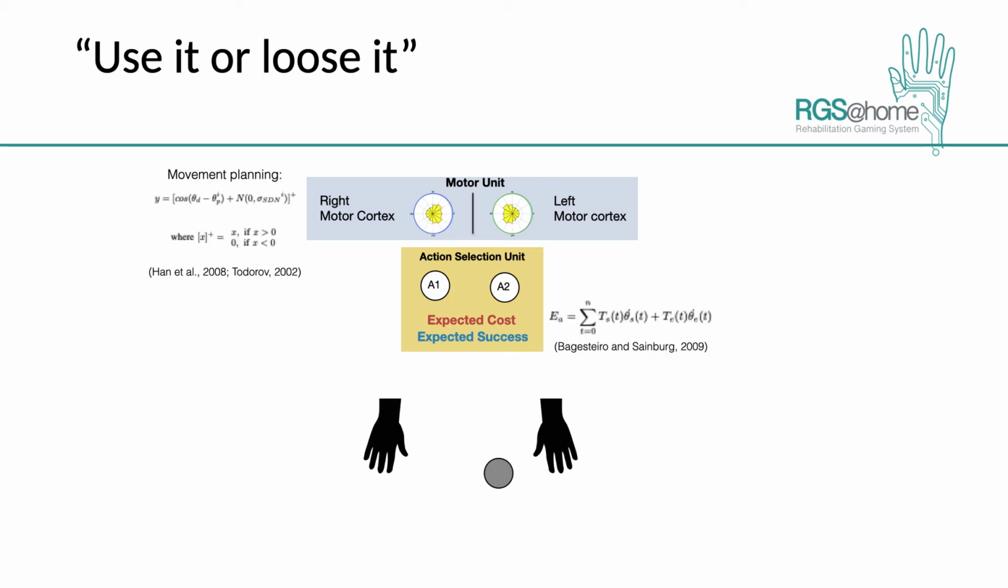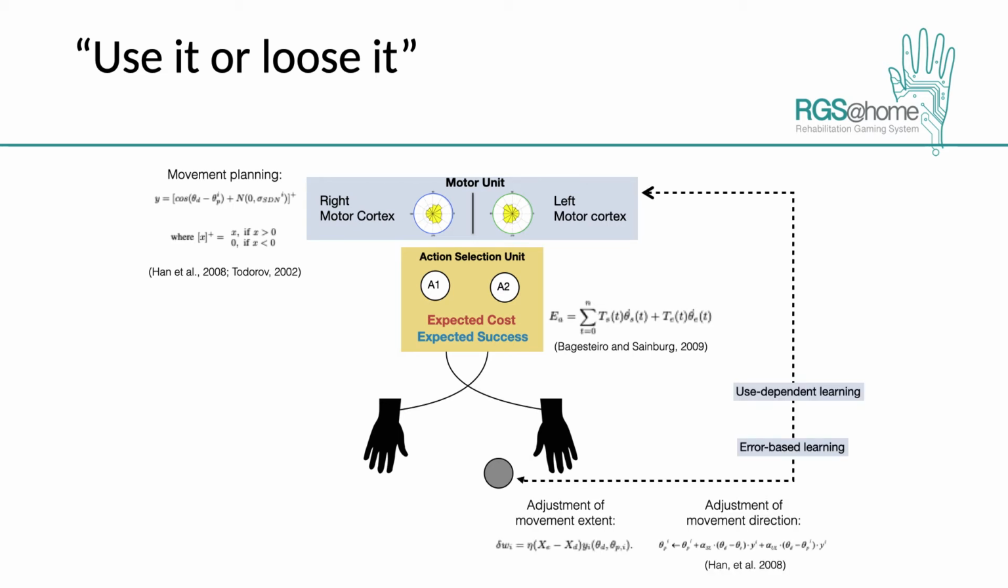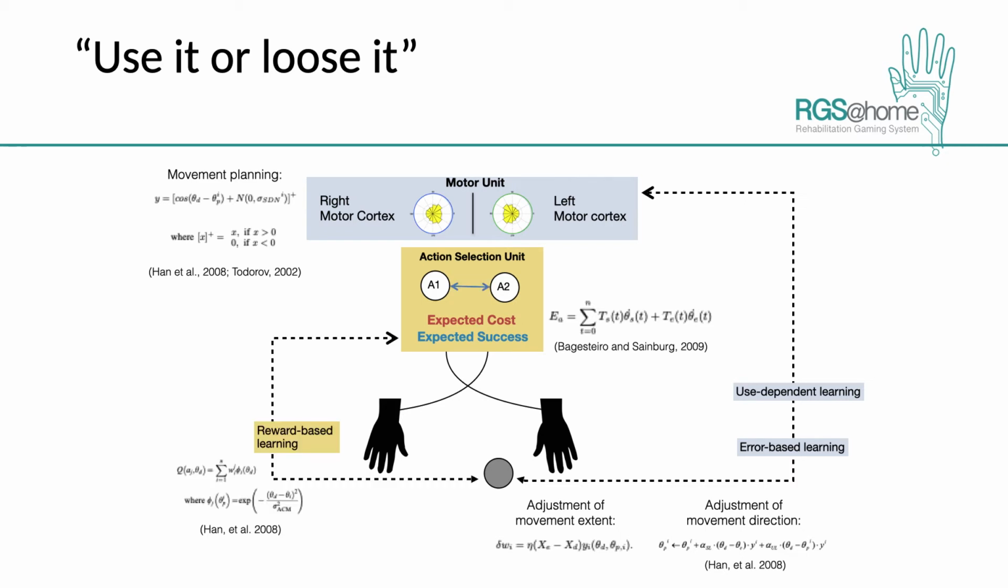So the model also, after taking a decision and executing it, is updated through three different mechanisms, two that are updating the sensitivities of the neurons that compose the motor unit through use-dependent learning and error-based learning, and a third learning mechanism that is adjusting the action selection unit in order to optimize future decision making.